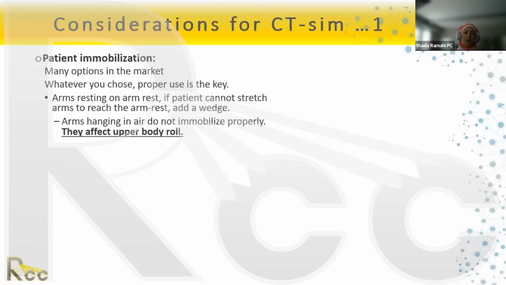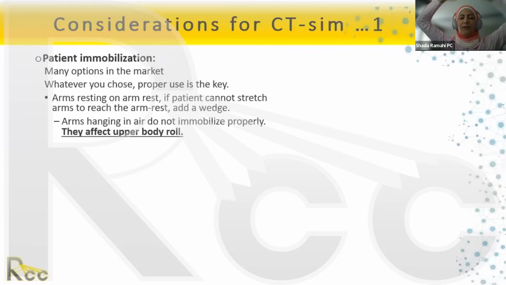The first thing you notice if you see a lot of SBRT cases is upper body roll. Roll means the body part is going this way, as I stand up a little bit to show. One reason for roll is when the hands are not sitting properly on the immobilization device. If the arms are hanging in the air, then one side could be pushed a little more to the back than the other.